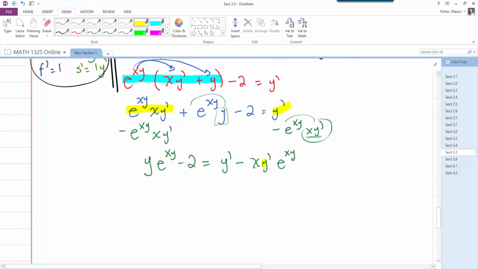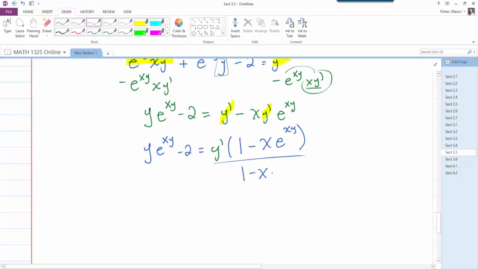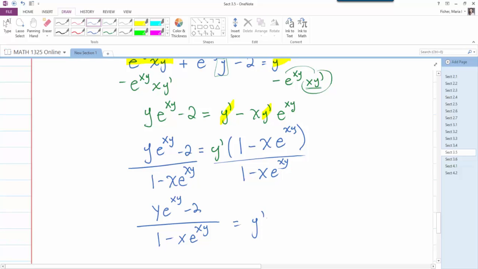So again, you notice here that I've got some y primes. So I can factor out a y prime from the right. So I have y e to the xy minus 2 equals. If I factor out a y prime, I'd be left with, well, a y prime from y prime leaves 1 minus, and the y prime from x y prime e to the xy leaves an x times e to the xy. Divide both sides by that 1 minus x times e to the xy. And we get that y e to the xy minus 2 all over 1 minus x e to the xy is equal to y prime.